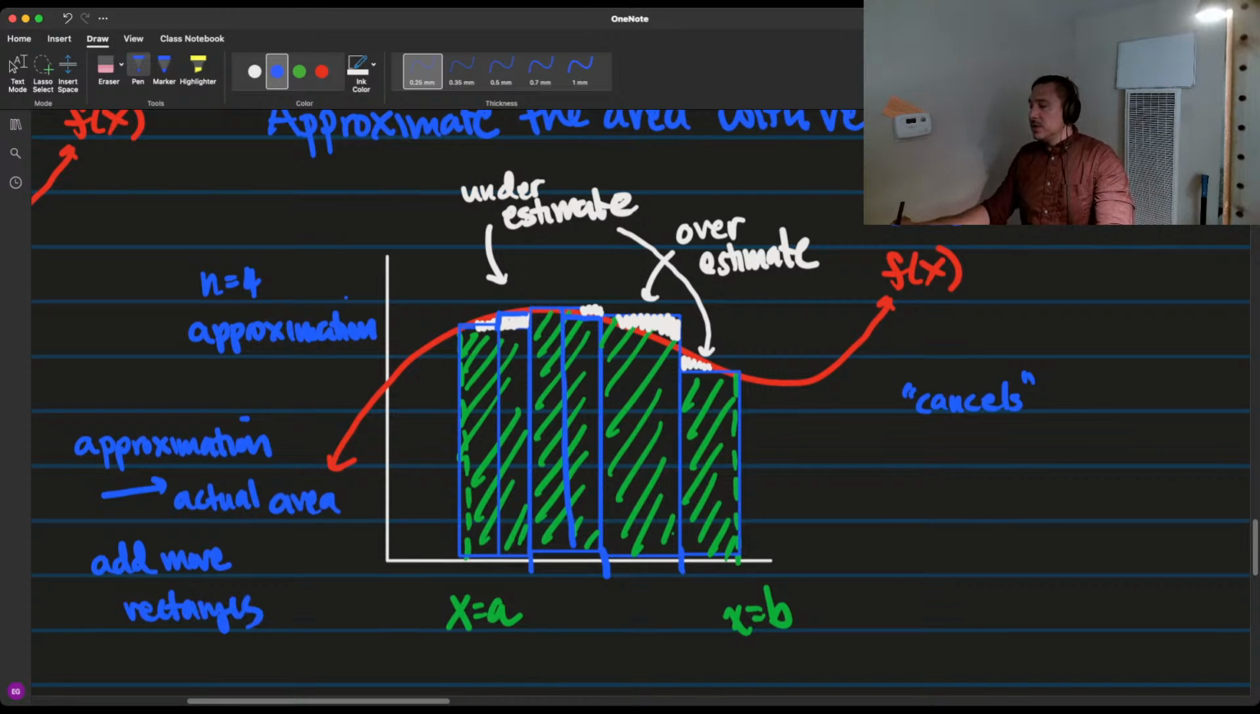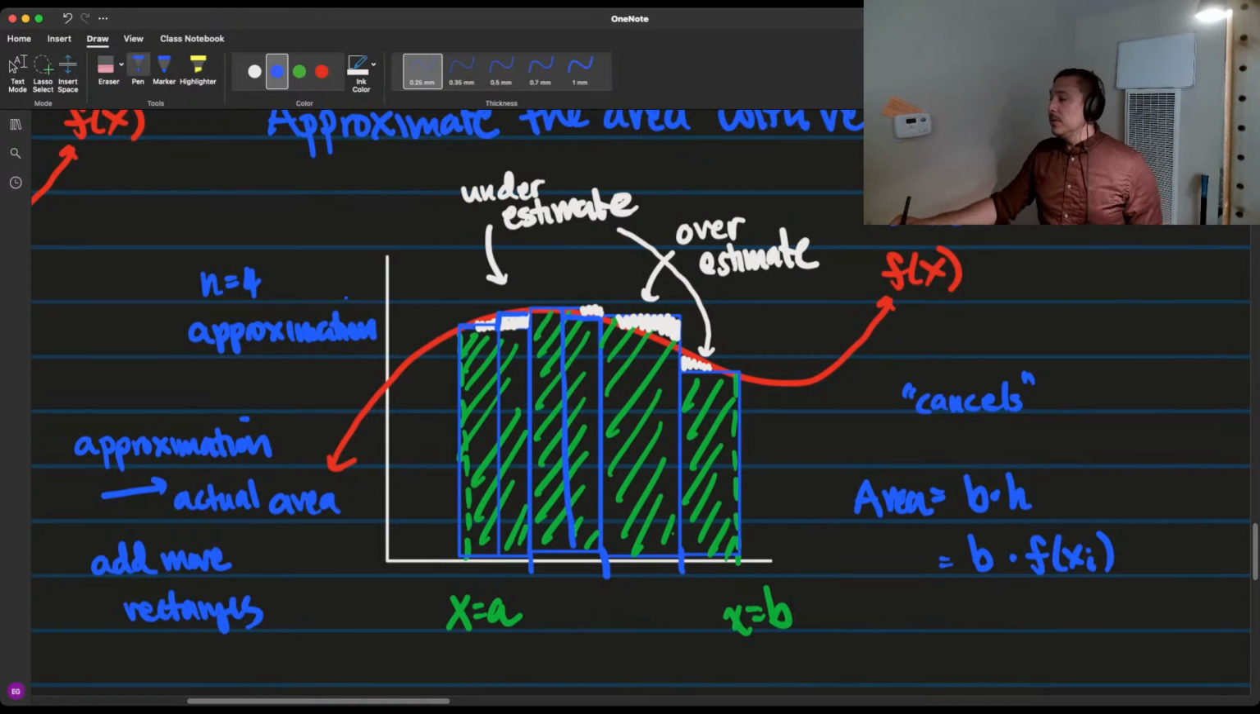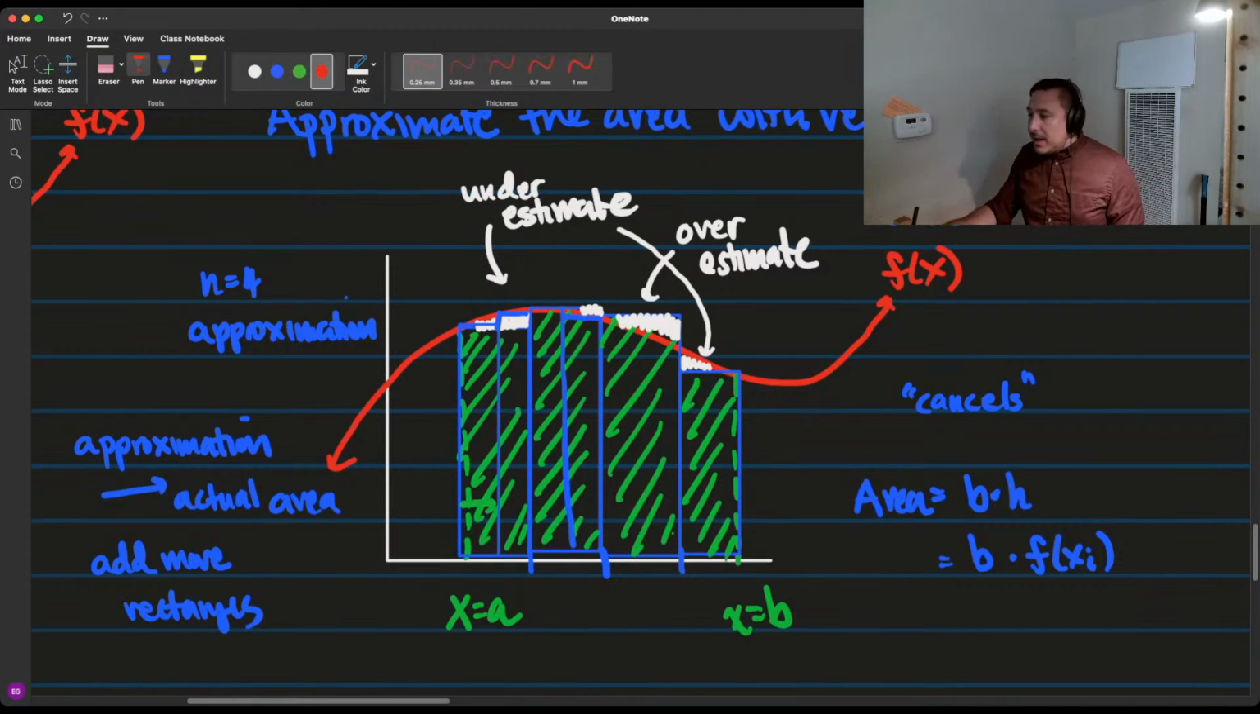And then you just add together the areas. And remember that each area is a base times a height. The height of these rectangles will be determined by the function. And then the base is some number. Let's just call the base b. As you add more rectangles, what happens to this base, the width of the rectangles? That's a good question. You can see with the 4 rectangles, they were each this wide. As you make more rectangles, what happens to their widths?